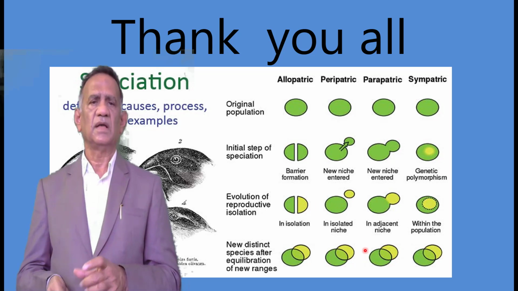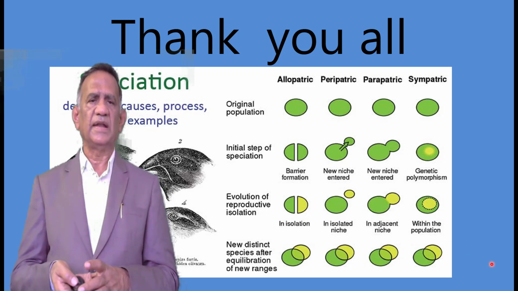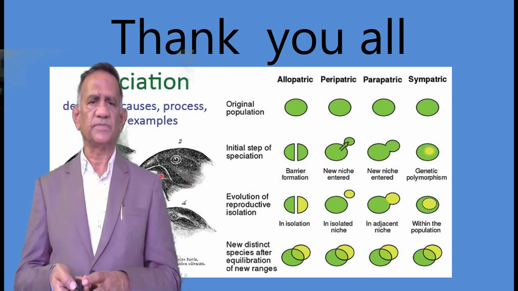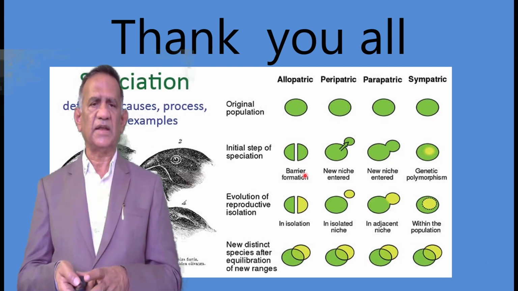With this, I wish you all to go through these definitions on population, sympatric species, and allopatric species. We will see in the next second unit.